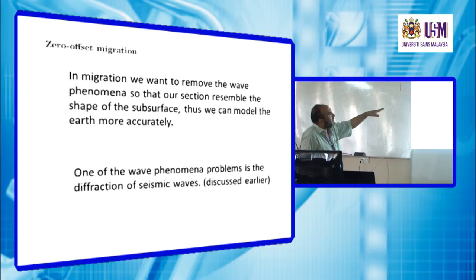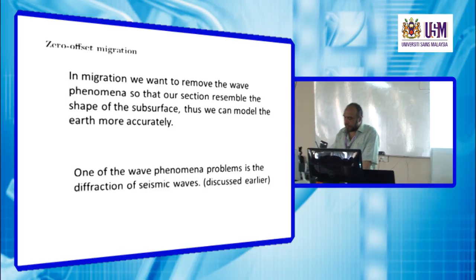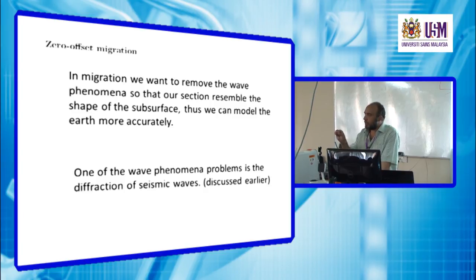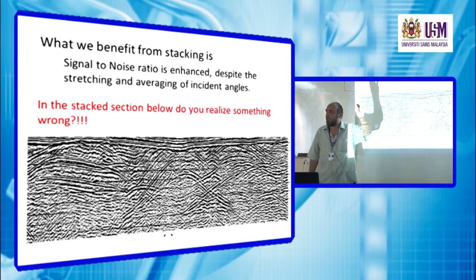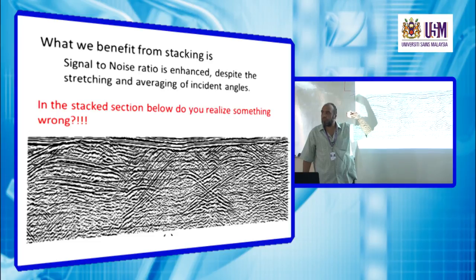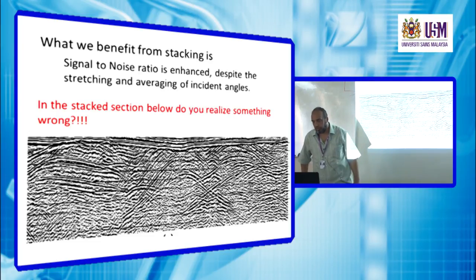Thus, due to this irregularity, the common midpoint we think we have is not the actual one. So in zero offset migration, this topic, we want to remove the wave phenomena so that our section resembles the shape of the subsurface. Thus, we can model the Earth more accurately. One of the wave phenomena problems is the diffraction of seismic waves. So one of the effects that affect the data is diffraction. For this record, I want to put the data in its proper location. I want to remove the effect of diffraction and then move back to the diffracting point, mapping the diffracting point.